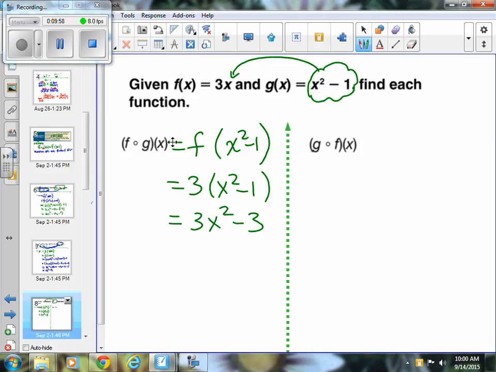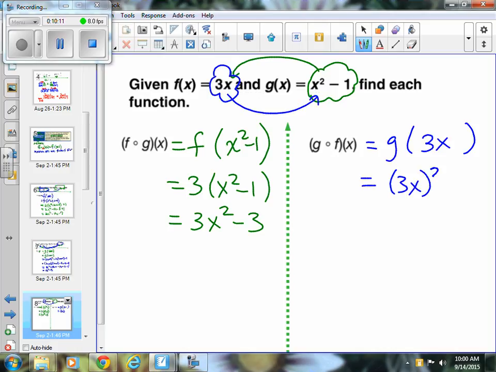g of f, we'll do that in a different color, means you're going to plug the function f of x, which is this 3x, into the function g. So it'd be 3x squared minus 1, which if you square that would be 9x squared minus 1. So when you look at the two results, again, you made two new parabolas. They are not equal to each other. So f of g and g of f often are not the same.